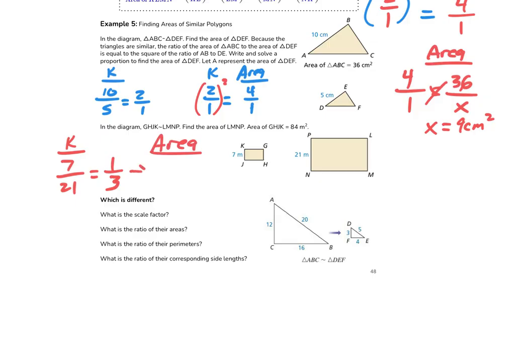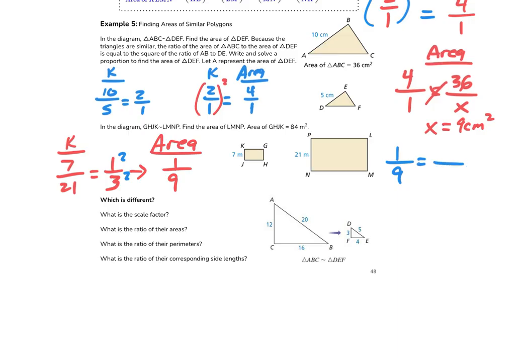To find the area ratio, we're going to square both of these numbers. 1 squared is still 1. 3 squared is 9. So 1 over 9 is the ratio that I want to use when I'm finding the area. If I'm finding area, I have to use the area ratio. So we're going to go 1 over 9 because we're finding area.